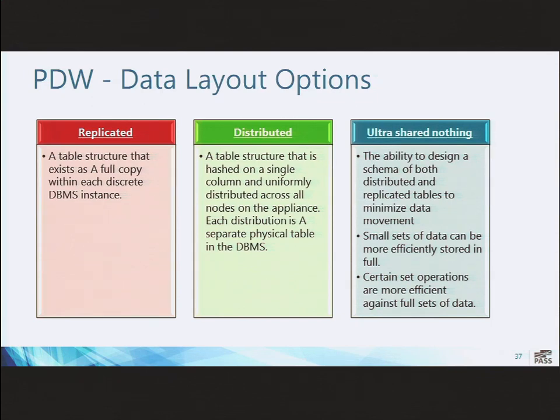If I have dimension and fact tables and I have a dimension table that's only a few thousand rows, I can say I want to replicate that. So every compute node out there will have a copy of that, and you don't have to worry about this distribution thing and index keys. But on the large tables, your fact tables, you want to distribute them all over, right?